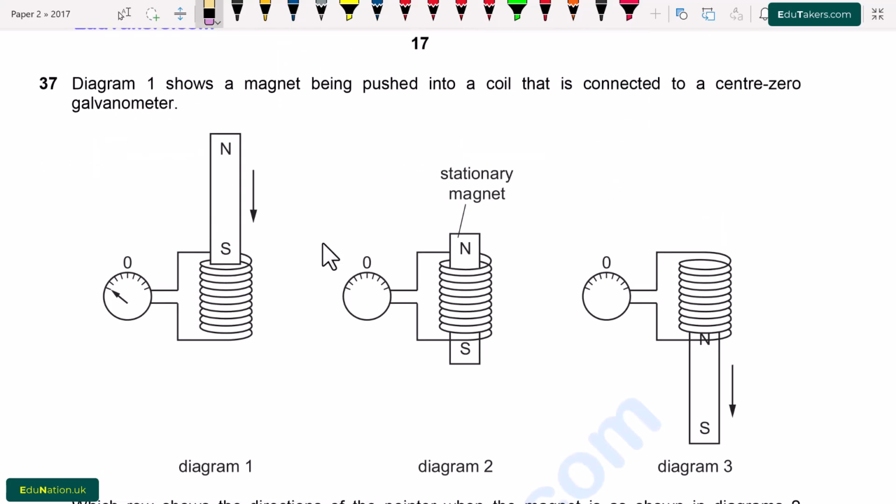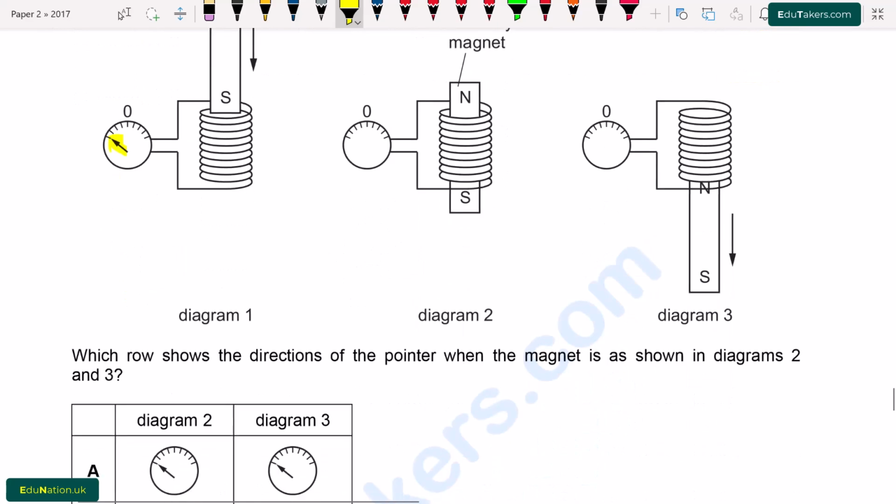Question number 37. Diagram 1 shows a magnet being pushed into a coil that is connected to a center zero galvanometer. In diagram 1, we can see that the magnet is pushed towards the coil and there is also a galvanometer attached to the coil. The needle of the galvanometer deflects towards the left. Which row shows the direction of the pointer when the magnet is as shown in diagram 2 and 3?